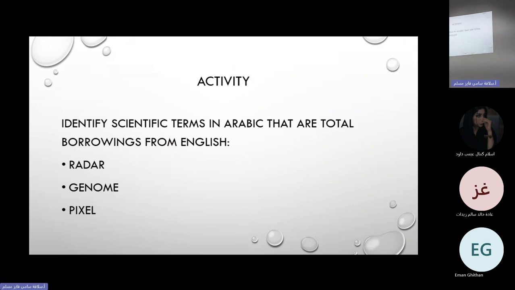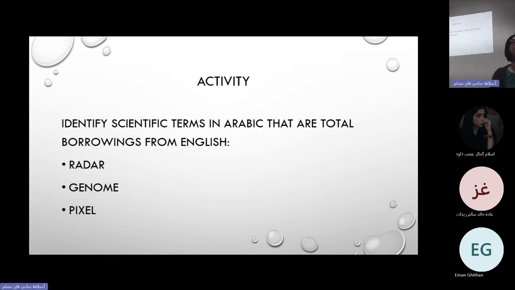All right, you guys. Identify scientific terms in Arabic that are total borrowing from English for the following words, which is easy because it's total borrowing. So, radar, radar. How do you write that? Ra, alif, radar. I don't know how they write it, but I know that it's with alif. Okay?